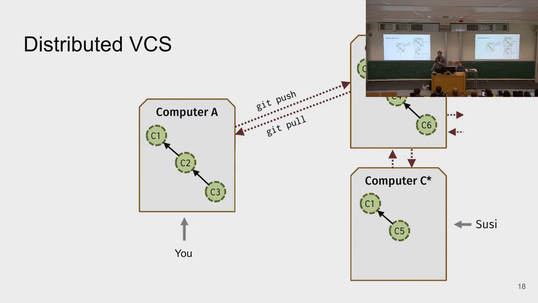Now, if Suzy wants to incorporate her changes from C5, Suzy would have to pull again and merge her C5 with the C7 now on GitHub, such that she can then make a new commit C8 and then push that to GitHub such that the newest version would be C8.